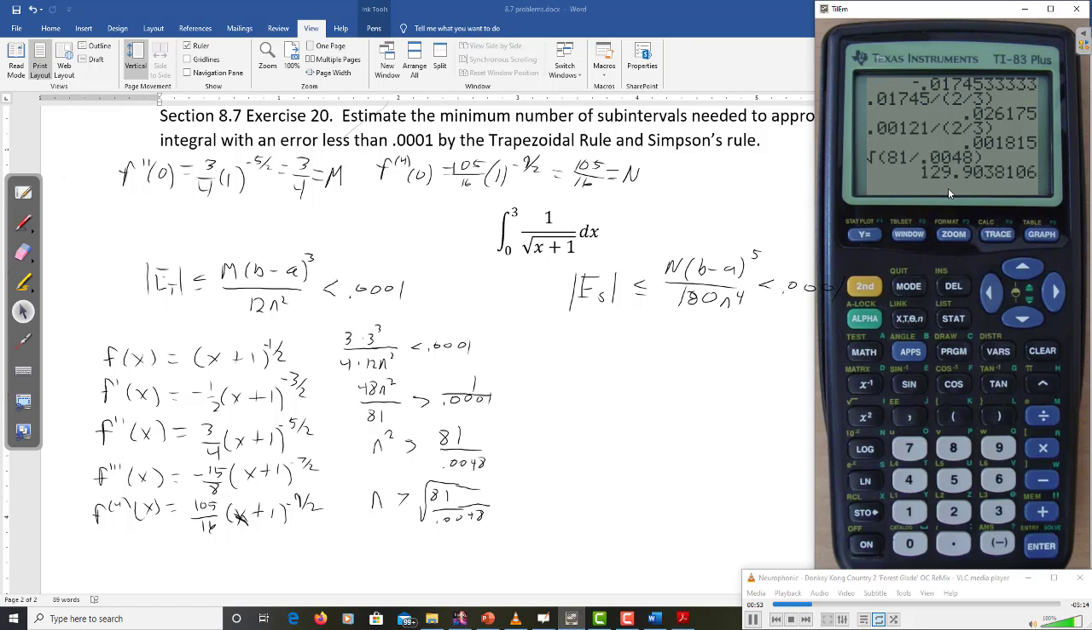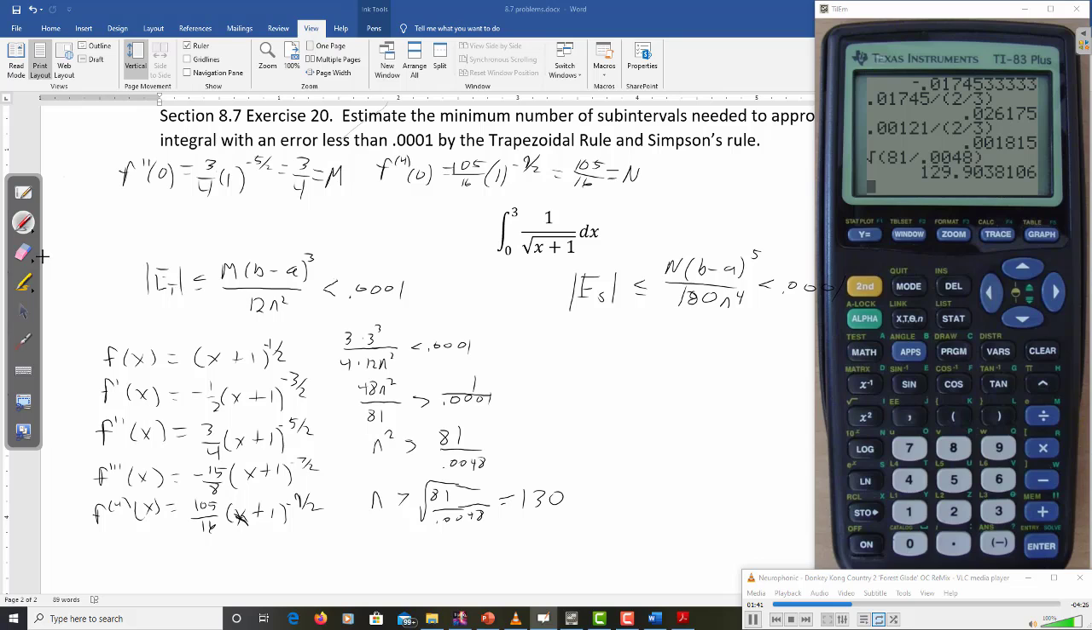We don't do partial subintervals, so we need to round this up, because that'll be the minimum number of subintervals. If we round down, we won't approximate it within 0.0001. So we need, approximately, we need at least 130 subintervals. That's a lot, but it does tell you how many you'd have to do to get within this accuracy. And honestly, that's helpful to know. If you're going to do this approximation for an actual application, often there are constraints on how accurate you have to be. And if you attain that accuracy, you're good.